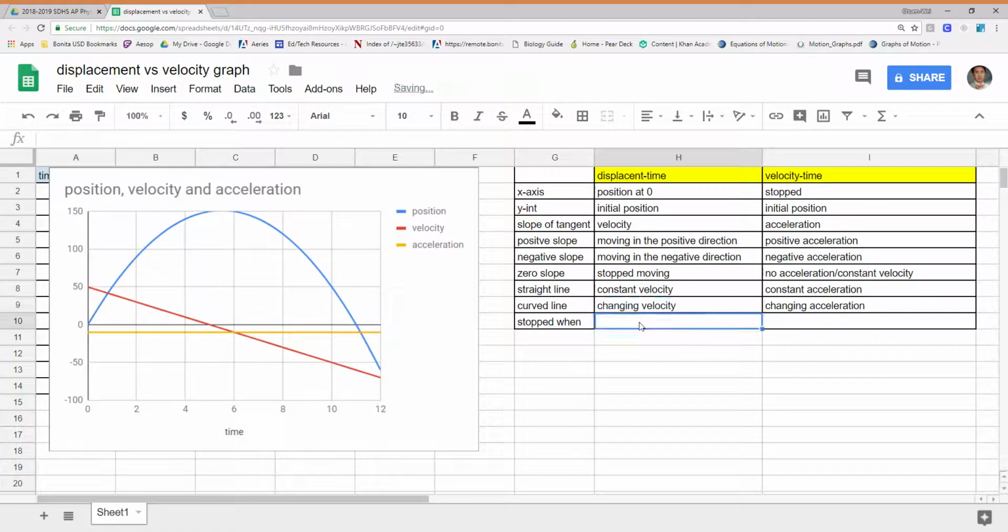And then finally, when do we know it stops when it's a displacement time graph? Well, when the slope is 0. And when do we know it stopped in a velocity time graph? When it crosses the x-axis. Meaning when y is equal to 0.